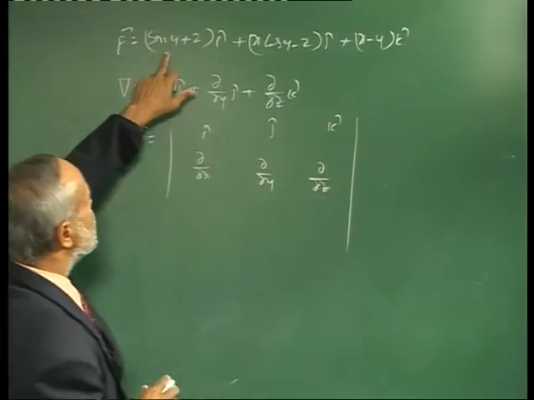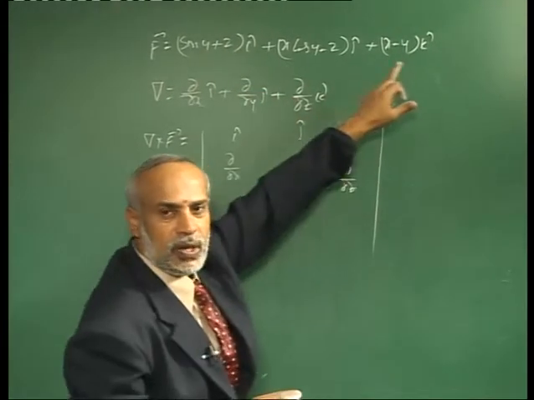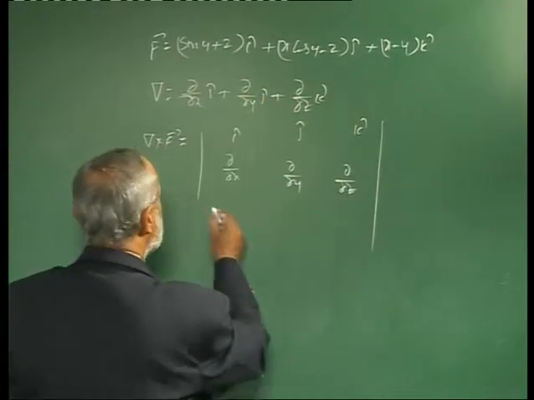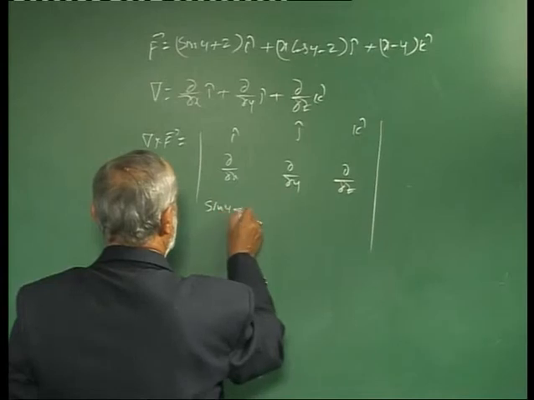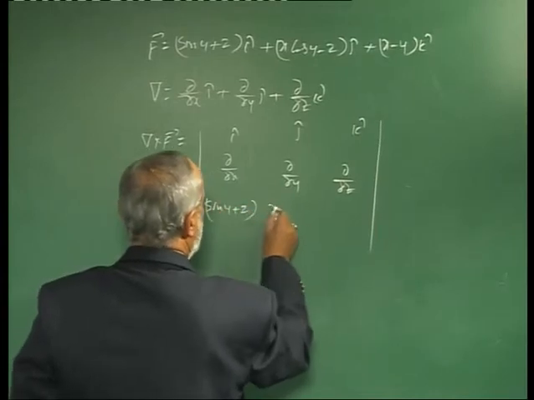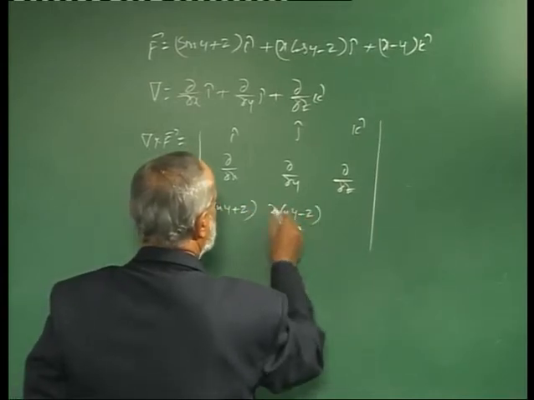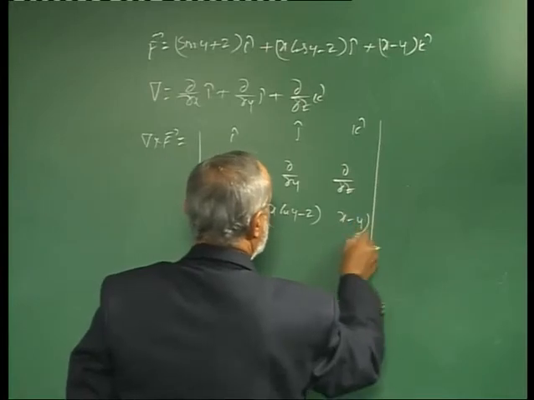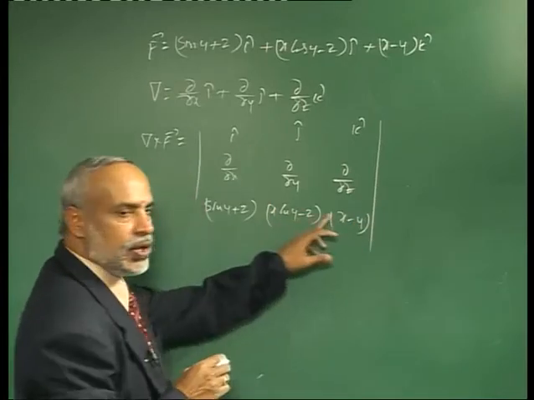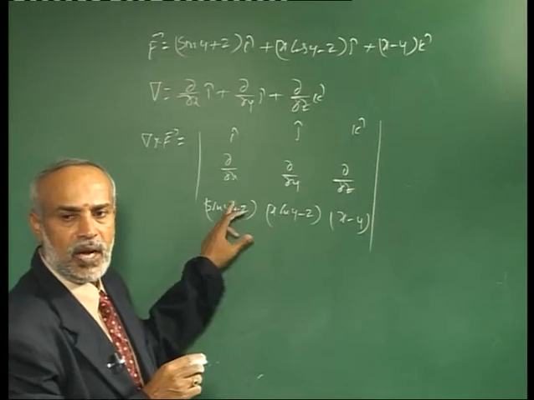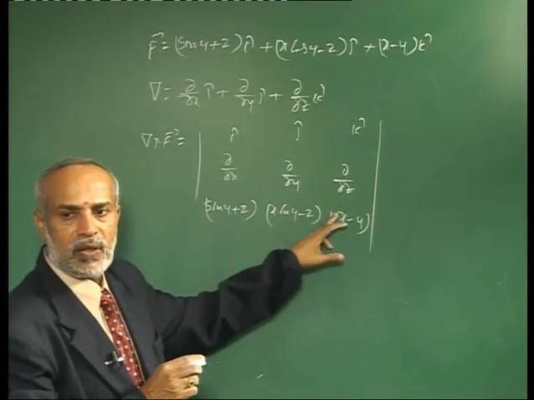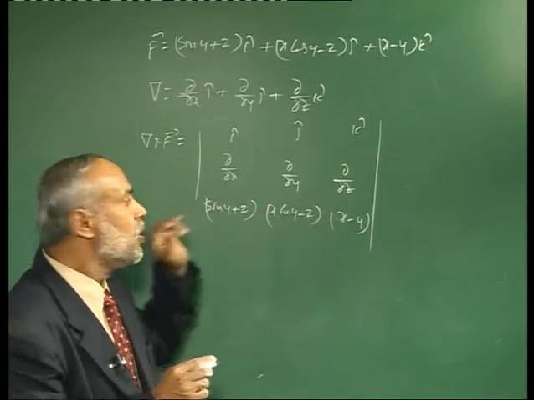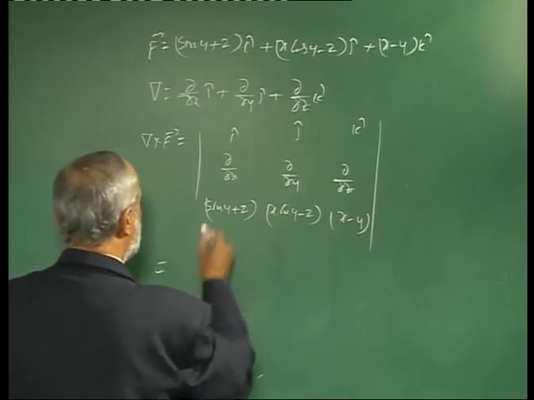See here, this can be taken as f1, f2, f3 components. f1 is sin y plus z, f2 is x cos y minus z, f3 is x minus y. The f1 component is the i component, f2 is the j component, f3 is the k component. Now you have to expand the determinant.